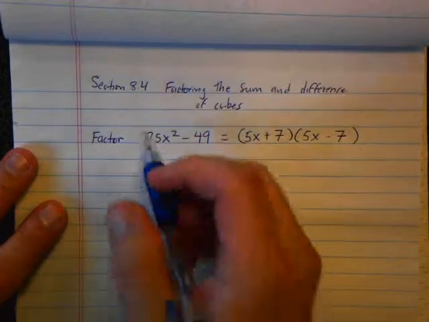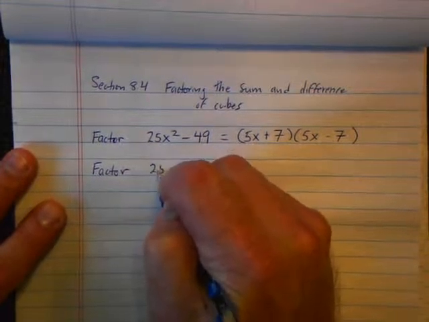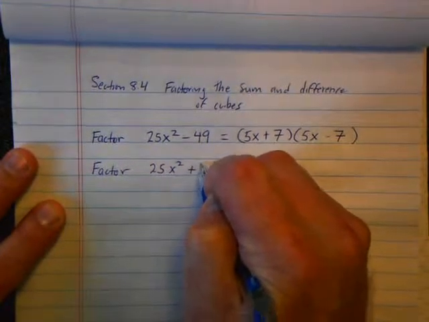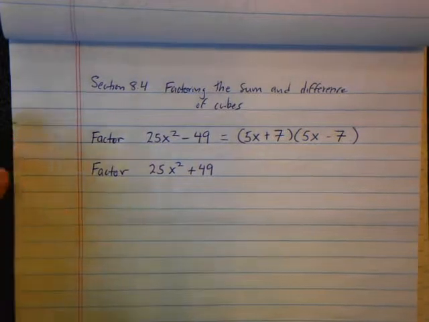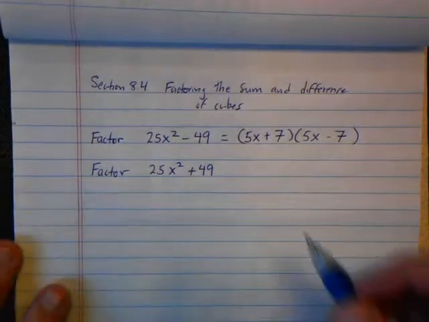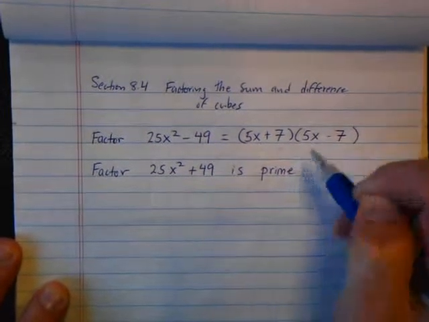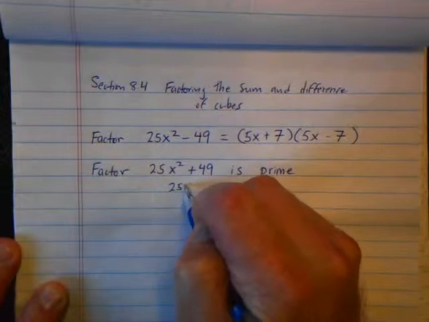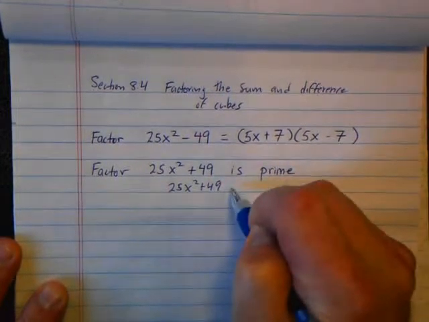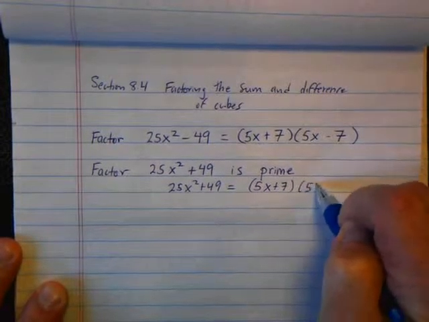What if I change this problem ever so slightly, and I asked you to factor 25x squared plus 49? You can't. That's exactly correct. If I give you sum of squares, it does not factor. What do we call something when it does not factor? We call it prime. All right, so watch out for that one. A lot of people will try to tell me that 25x squared plus 49 equals 5x plus 7 times 5x plus 7.